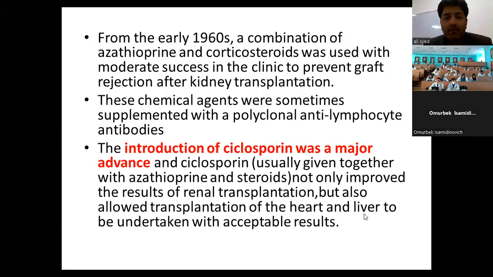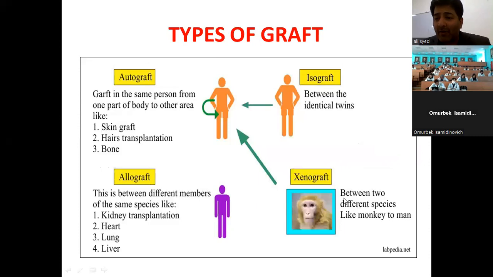Now coming to the types of graft, which is very important, and I want all of you to be very clear on this slide. Many MCQs are made only from this slide. There are 4 types of graft which you must remember. Number 1, autograft. Number 2, isograft. Number 3, allograft. And number 4 is xenograft.